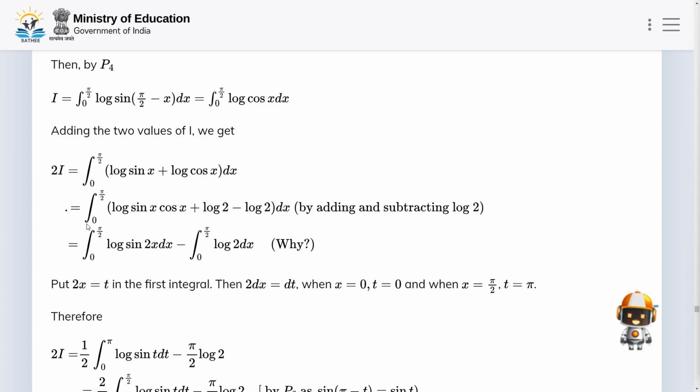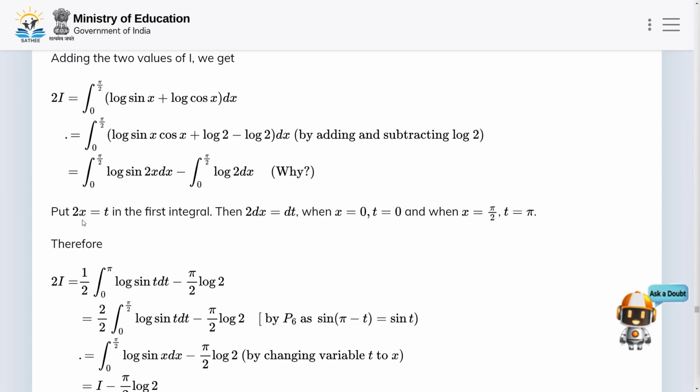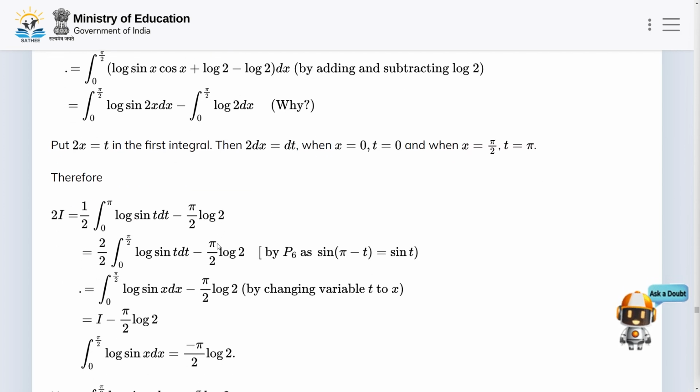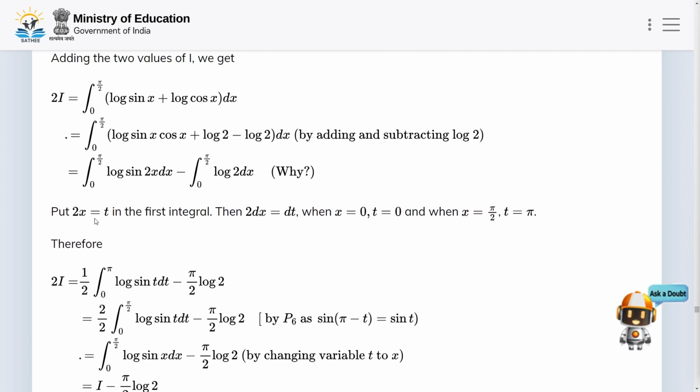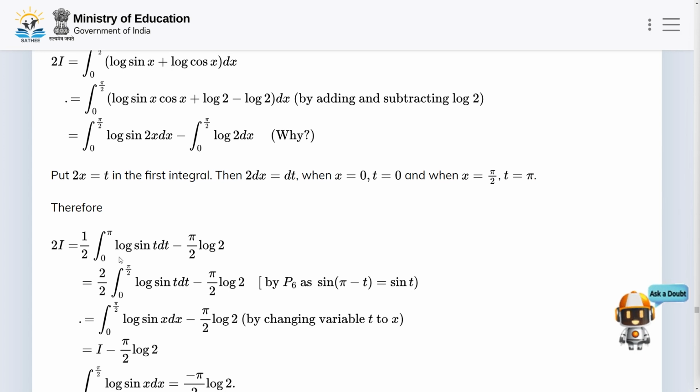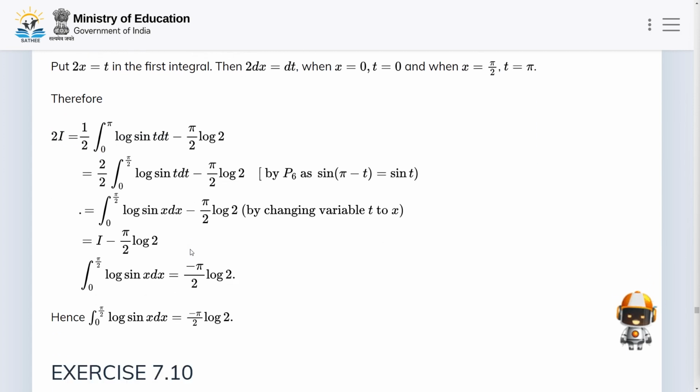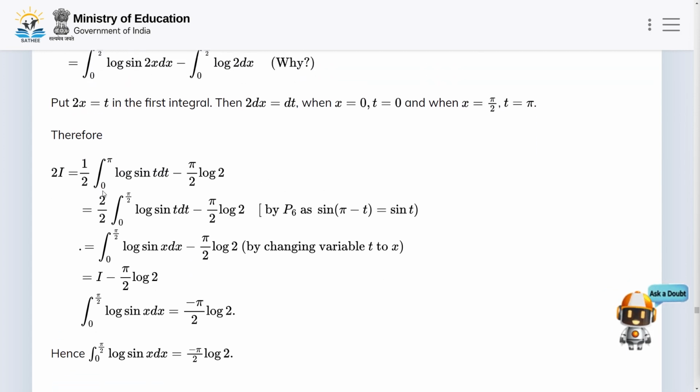Clear. But for the first integral, you have to do the substitution 2x equals t. This means dt will be 2 times dx. Now change the limits: if x is 0, t will be 0, and if x is pi by 2, t will be pi. Now twice of I will be half of the definite integral from 0 to pi of log sin t dt minus pi by 2 log 2. Now by using P6, you will have the definite integral from 0 to pi by 2 of log sin t dt minus pi by 2 log 2.